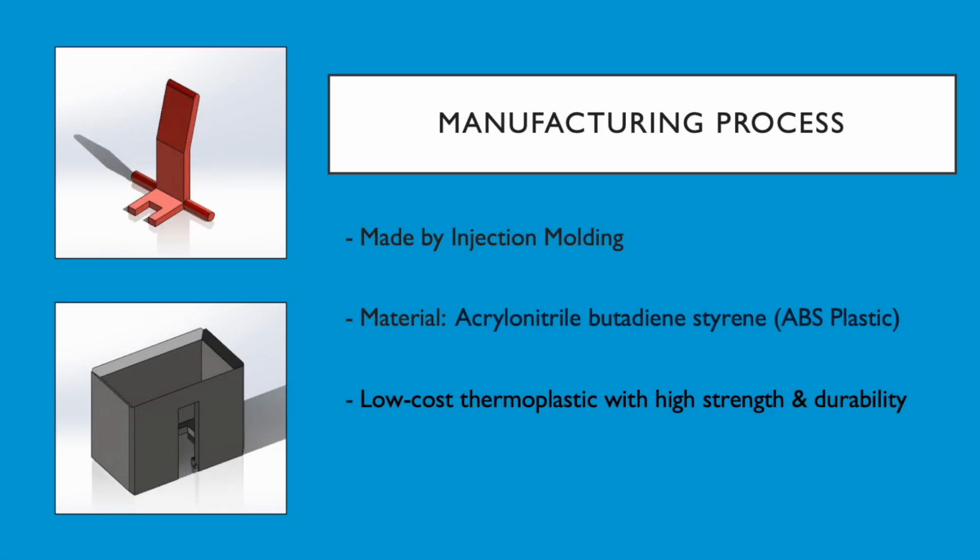This new design only requires 2 new products to be manufactured, and in this slide we will discuss how these 2 components will be produced. The 2 components of the failsafe, both the lever and the new lid, can be manufactured by injection molding. The material to be used will be acrylonitrile butadiene styrene, or ABS plastic. It's a low-cost thermoplastic that has a high strength and very high durability.